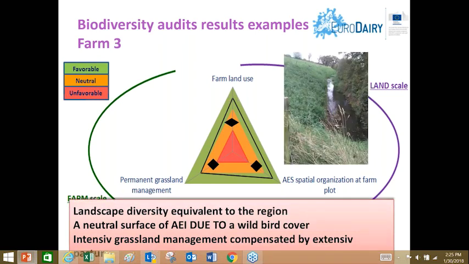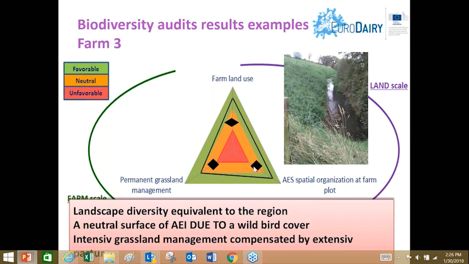Farm 3 was again different. This time, the farmland use was neutral because the landscape diversity on the farm, so the mosaic diversity of the farm, was equivalent to the mosaic diversity of the region, so it's a neutral impact. He also had some semi-natural habitats because he had a few hedges, but not so many around the fields. So there were not so many habitats on the farm.